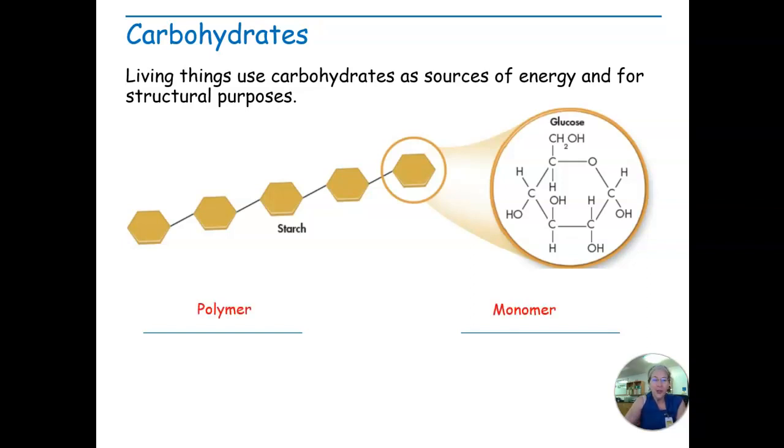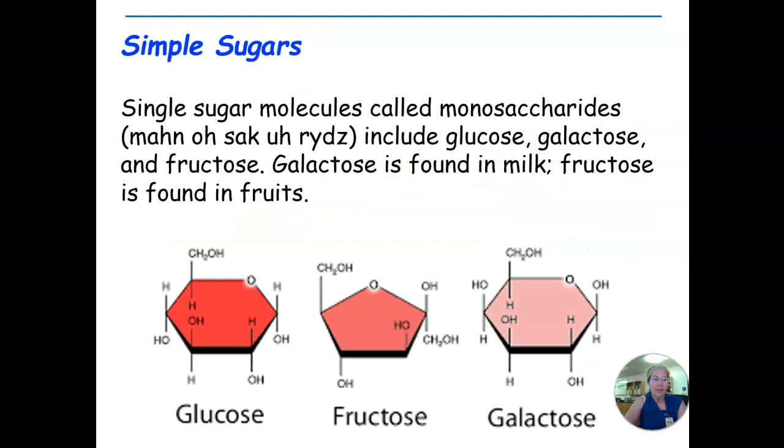So the polymer is starch and the monomer is the glucose. Again, saccharide means sugar, mono means one, and poly means many. So some examples of simple sugars are glucose, fructose. I wonder where fructose is found. Maybe fruit. And then galactose.